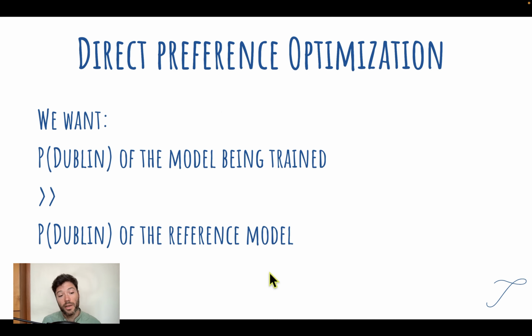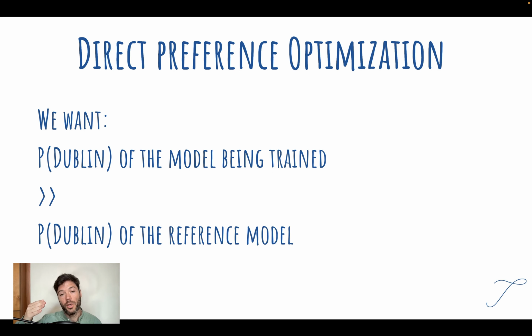And the way that we penalize the model now is not by comparing the actual to the predicted, but rather we penalize the model so that the probability of Dublin of the model we're training, we want that probability to be high relative to a reference model. The reference model is just a copy of the model when we start this whole DPO step.